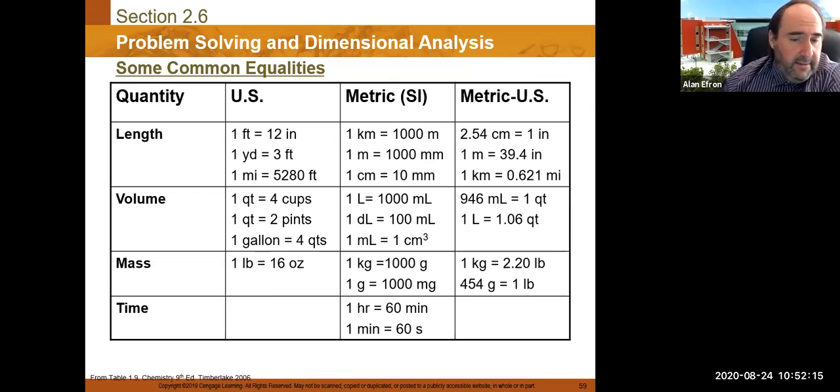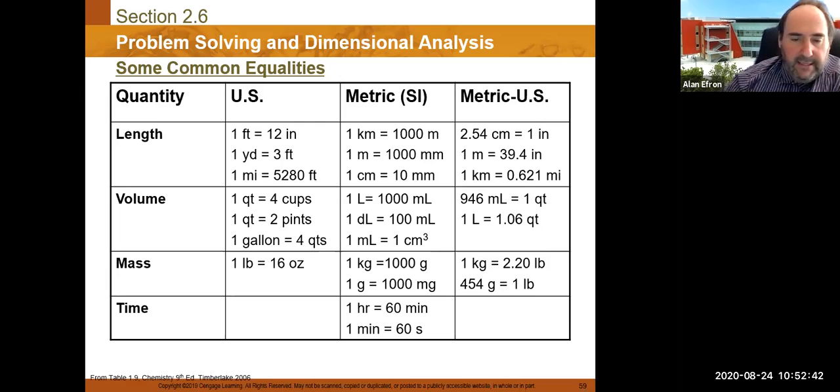So here are some common equalities that you sometimes come across. Again, we see 12 inches is 1 foot. 3 feet is 1 yard. So those are the US equalities there. On the left, in the center is the metric one. And then on the right there is going from metric to US. As we talked about, for our purposes in this class, any type of equality like you see on the screen here, we will consider an exact number.